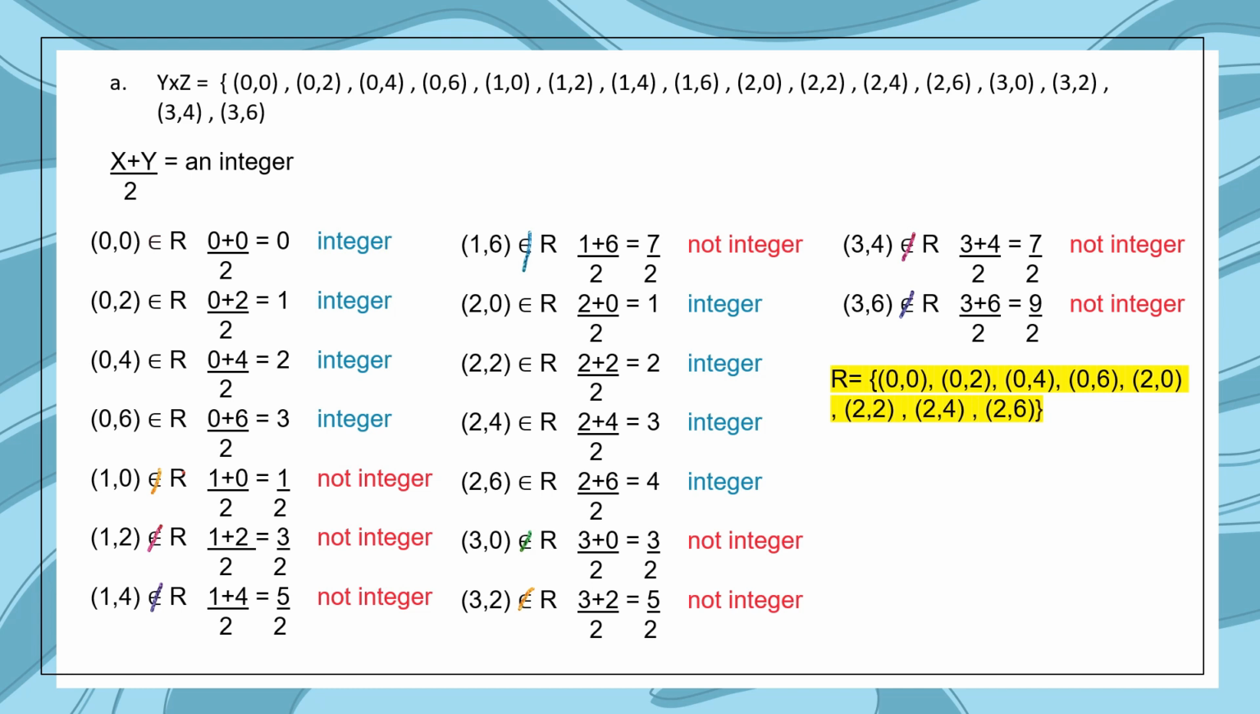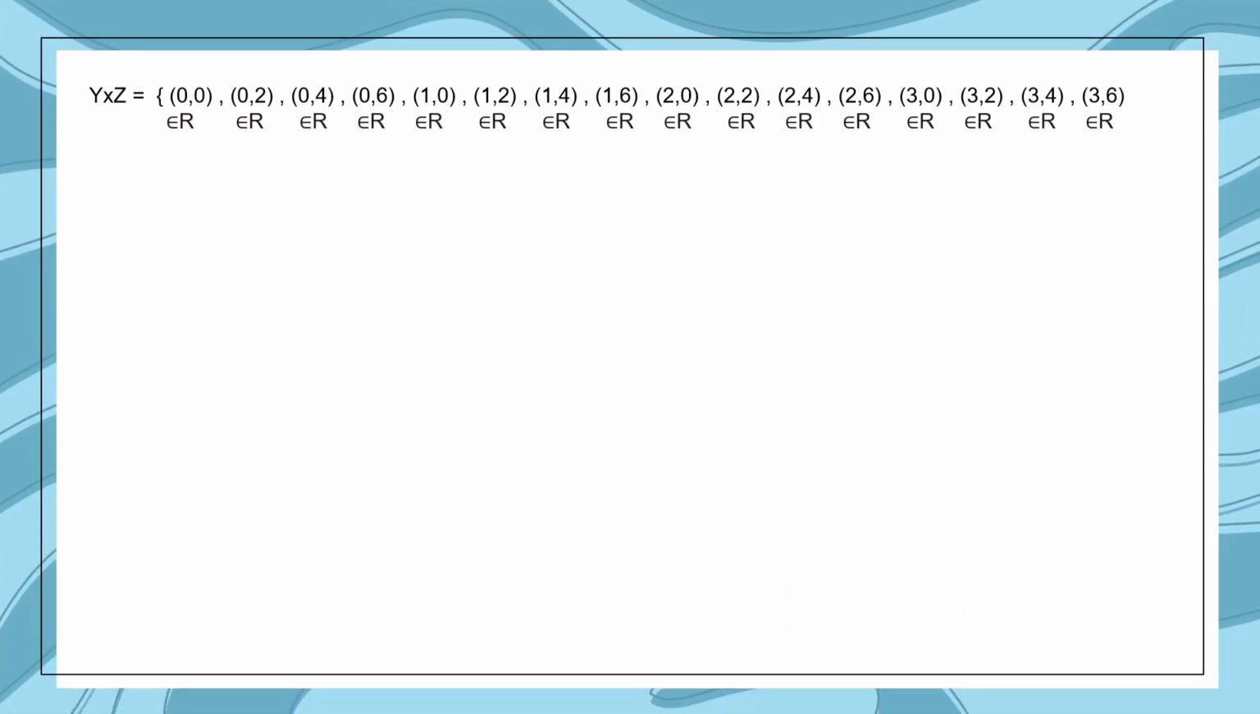Only the following are the elements which are in R: R is equal to the set of (0,0), (0,2), (0,4), (0,6), (2,0), (2,2), (2,4), and (2,6). The ordered pairs of X cross Y that are in the relation are the following: (0,0), (0,2), (0,4), (0,6), (2,0), (2,2), (2,4), (2,6).